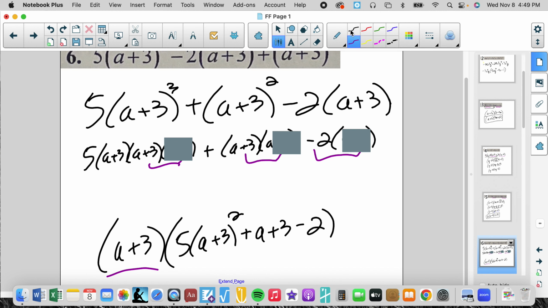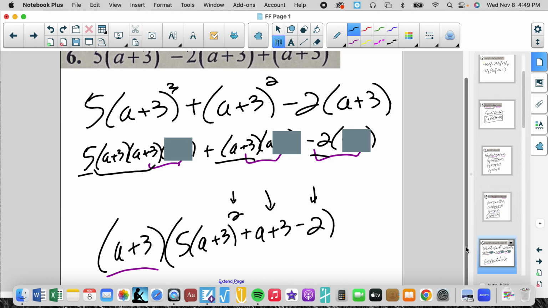So if we cover those things up, what are we left with? Sorry, all that work for this. So what are we left with? We're left with 5 and a plus 3 squared. That's this. And then we're left with a plus 3, that's this, and the negative 2, and that's that.